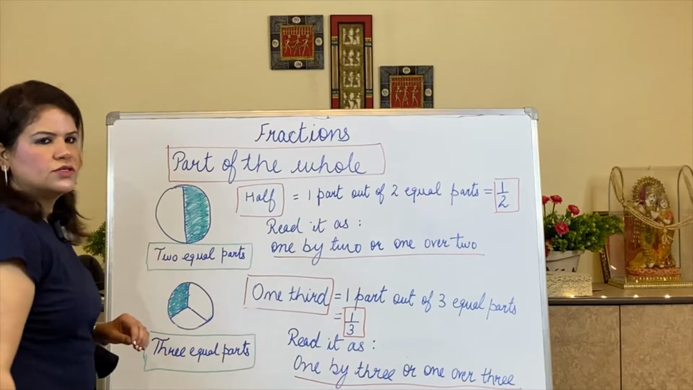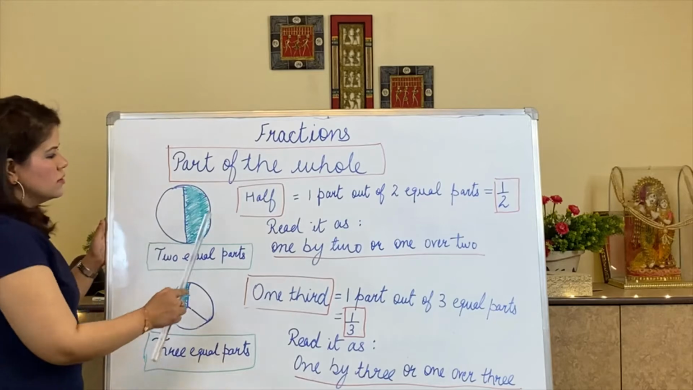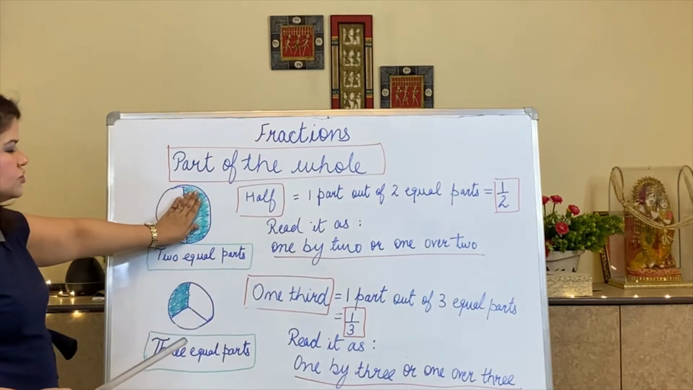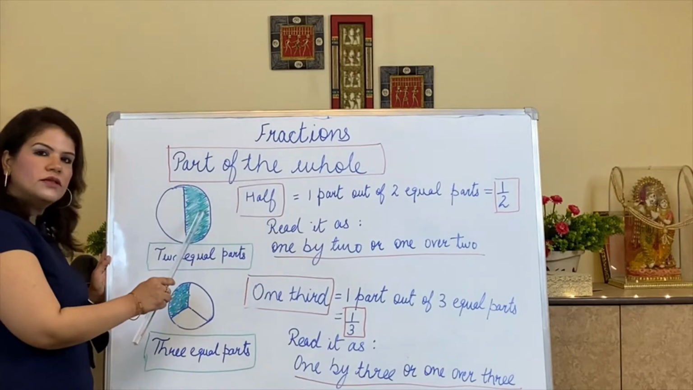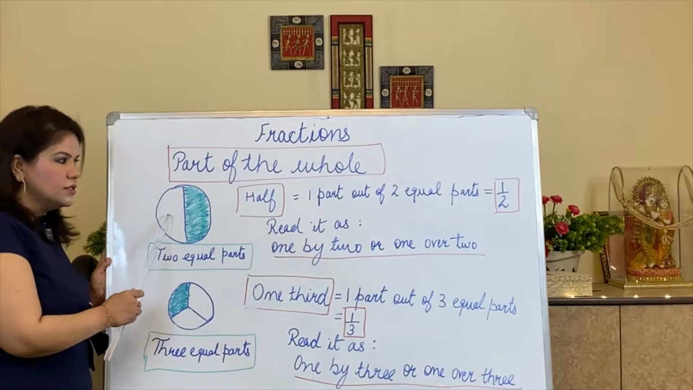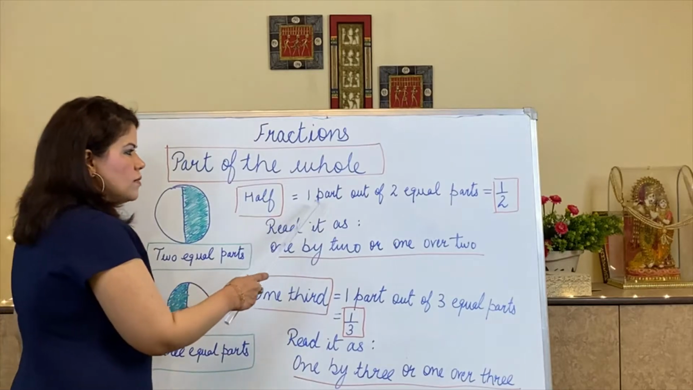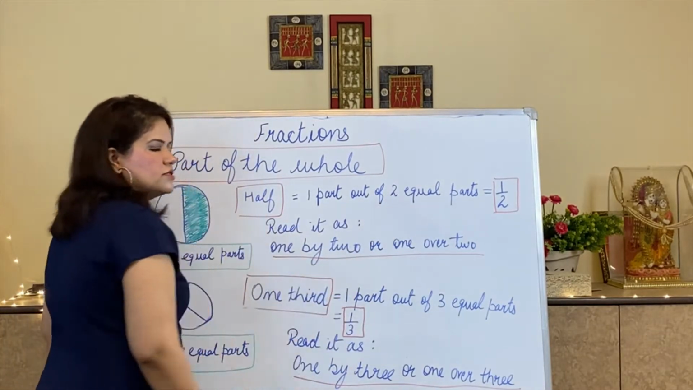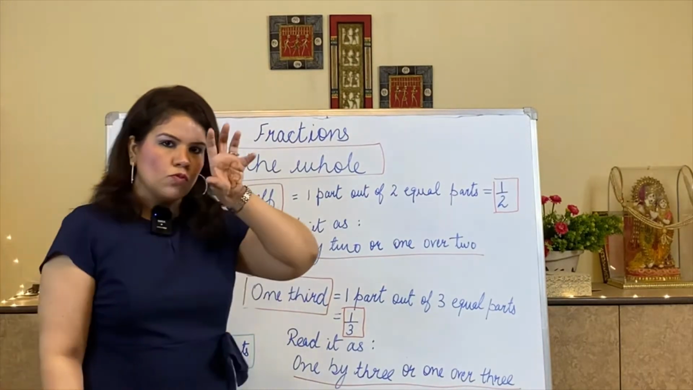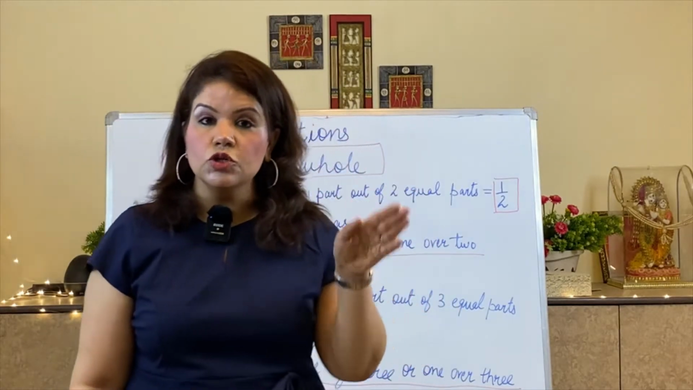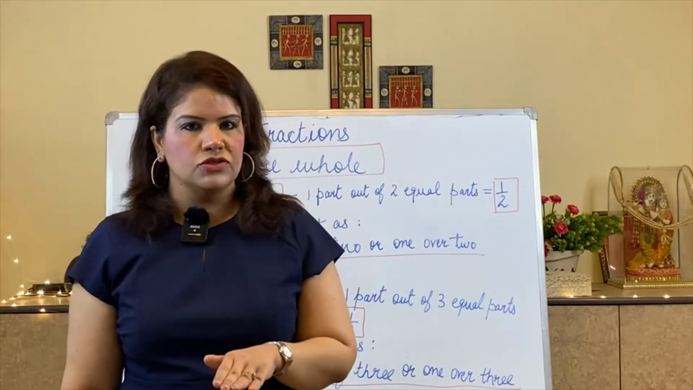What do you mean by fractions? Fraction means part of a whole. This is a full circle. I divided this into half. I have shaded one half, and the other half is unshaded. So how will I write this half in mathematics? One part out of two equal parts. That means this part and this part. I have divided this one circle into two equal parts, and one of the parts I have shaded, one of the parts I have left unshaded.